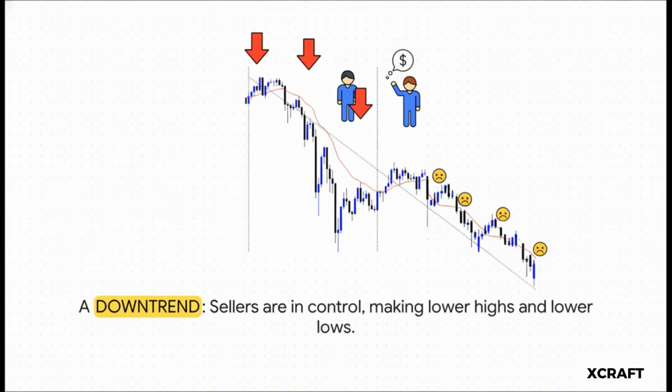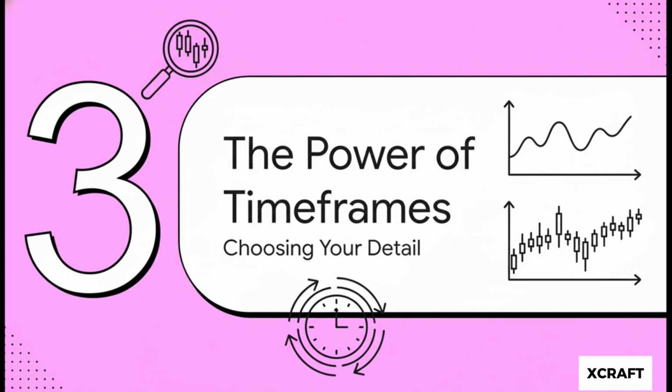And the opposite, of course, is a downtrend. This is when the sellers are in charge. The price is falling from the top left to the bottom right, making lower highs and lower lows. It's the story of sellers just dominating the market. Now, this next part is absolutely crucial. The story a chart tells can change a lot, depending on how closely you're looking. This is the power of time frames.